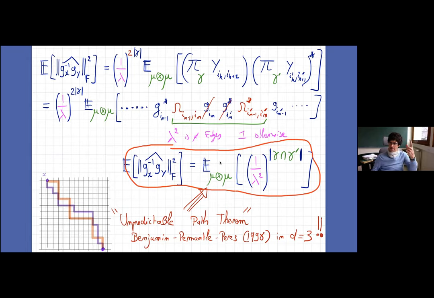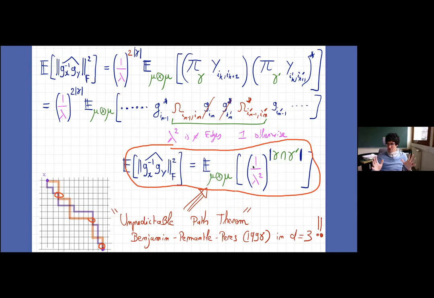expectation around a path sampled according to gamma, an independent path gamma prime, and I need to see by how much they intersect together. So for example, here, they intersect one, two, and three times. There are three common edges, and I would have one over lambda squared to the power three. So now the game is to try to design a probability measure which is such that it minimizes the overlaps of two independent paths.